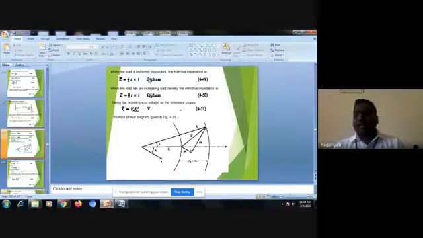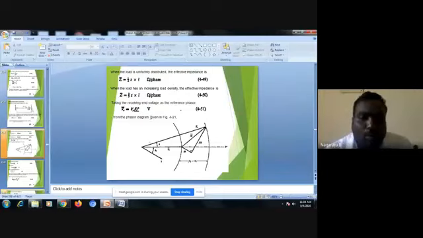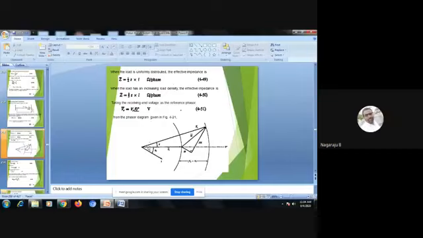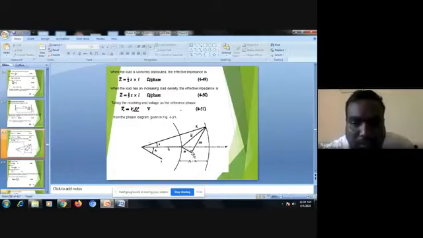I don't have any losses at the receiving end terminal, so I am taking VR equal to VR at an angle of 0 degrees. This is about the vector diagram. I am taking VR as a reference, and with respect to the IR and IX values, I will get the VS. And here is the current I.